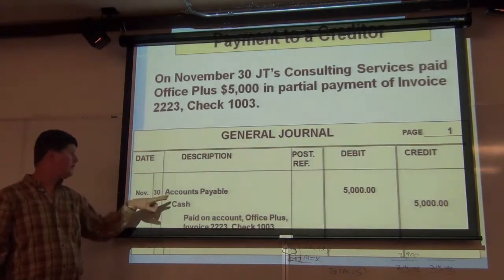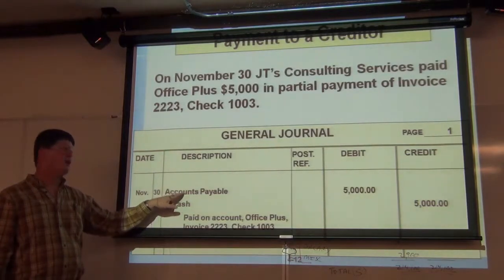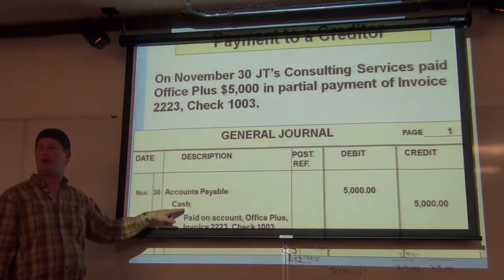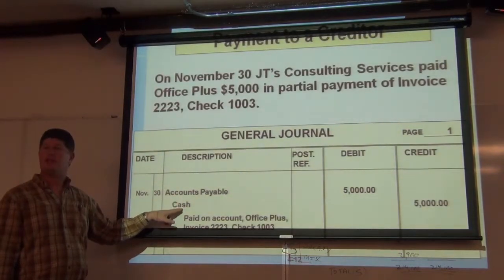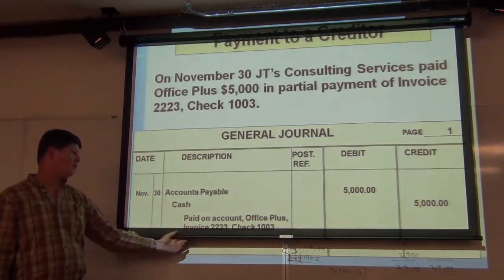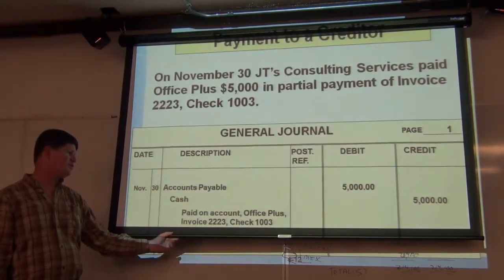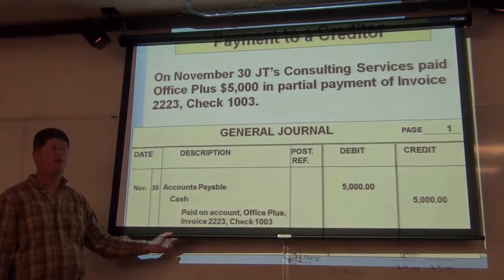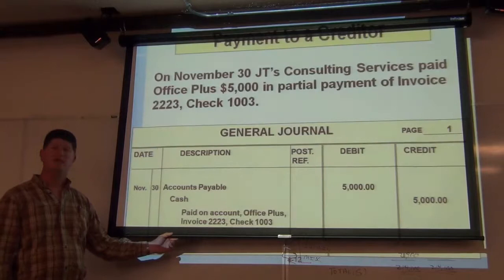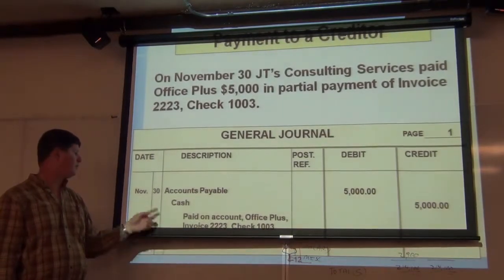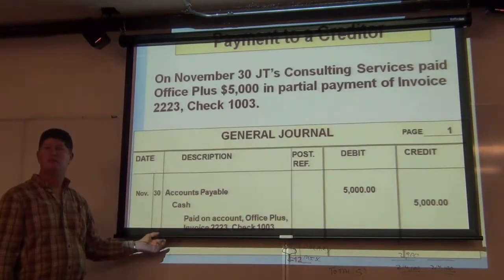It decreases, right? So we're making a payment on account for something we'd already bought, $5,000, and accounts payable goes down and cash goes down. We're giving up cash. Paid on account to Office Plus for invoice 2223, check number 1003. So whatever we bought back here, we're now making a payment on here, on November 30th. Good?